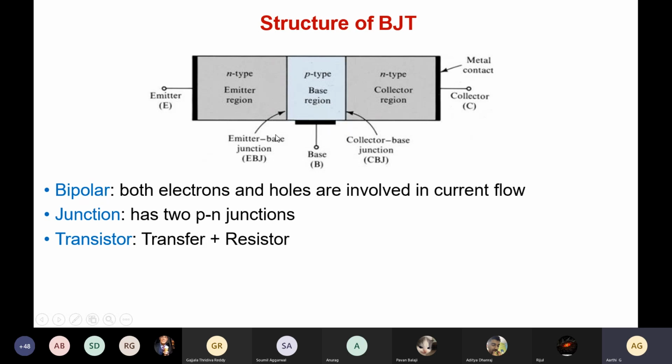This is called the emitter base junction. Between the emitter and the base, it's the emitter base junction, which is EBJ. And between the base and the collector, there is one more PN junction. This is called the collector base junction, CBJ.